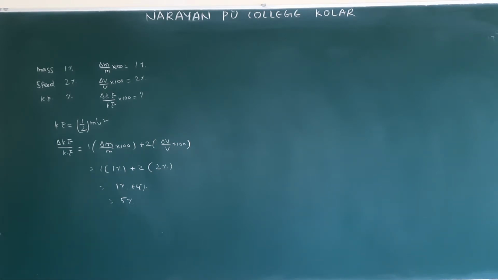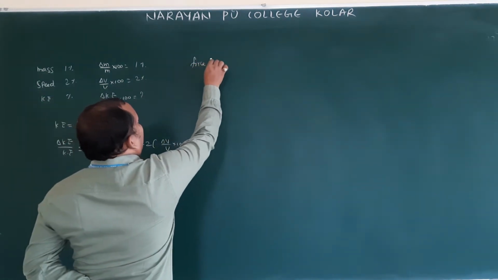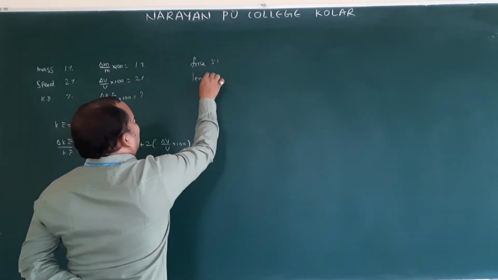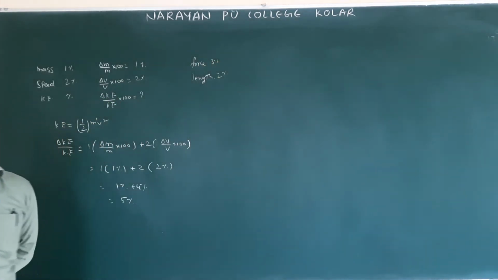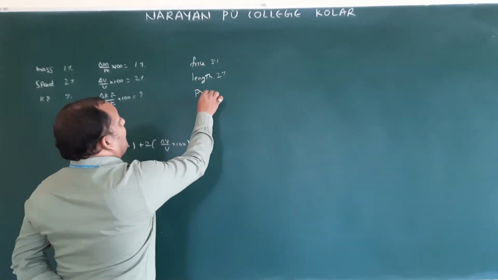In that B they give, in measurement of pressure, maximum error in the measurement of force and length of square plate are 3% and 4%. Measurement of force they give 3%, length of square plate is how much they give? 2%. So force is 3%, length of square plate 2% only. Then what is the percentage in pressure there?